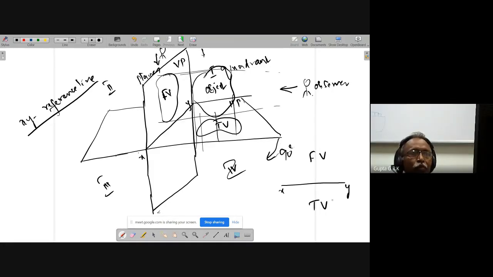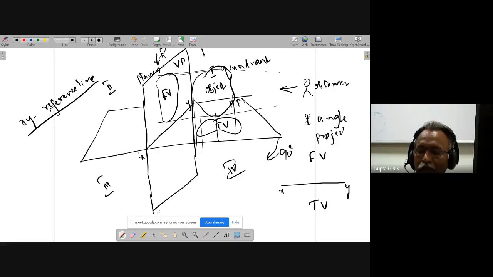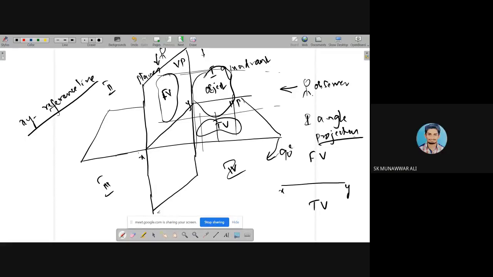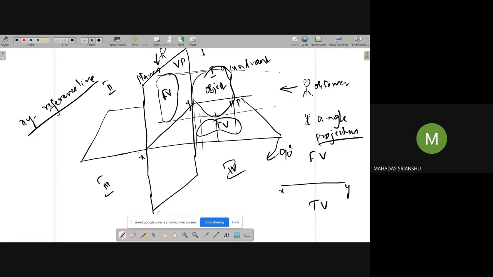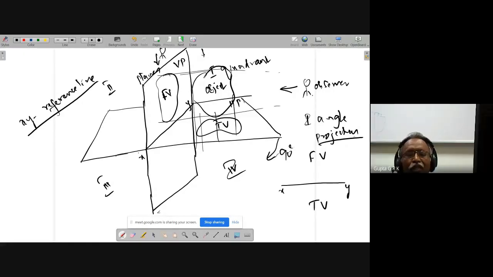When you keep the object in the first quadrant, the type of projection is called first angle projection. Could you explain that one more time, sir? The turning of the horizontal plane. Okay. So I am getting the front view above XY and the top view in front of XY.